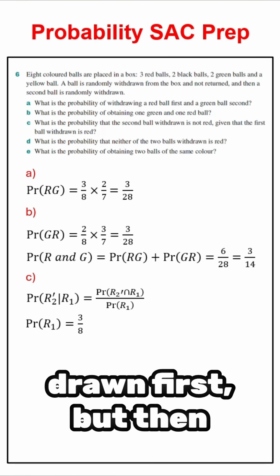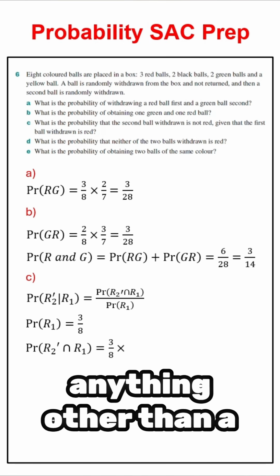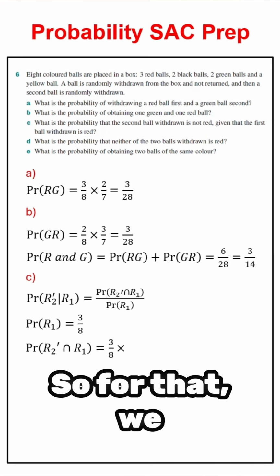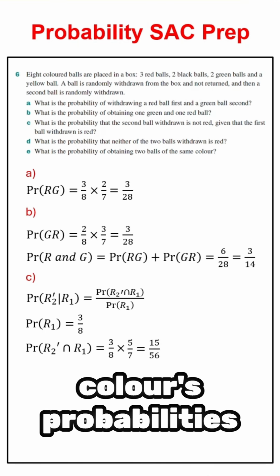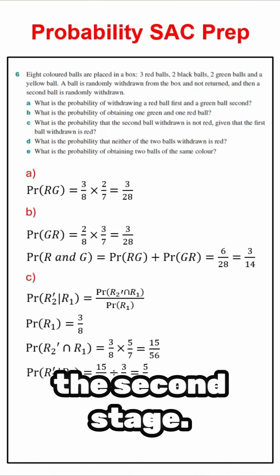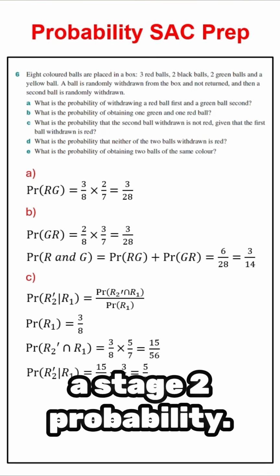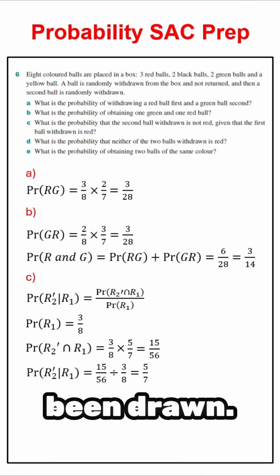We need a red drawn first, but then anything other than a red needs to be drawn second. So for that, we just add the other colors' probabilities together for the second stage. Just remember the denominator is 7 since it's a stage 2 probability. A ball has already been drawn.